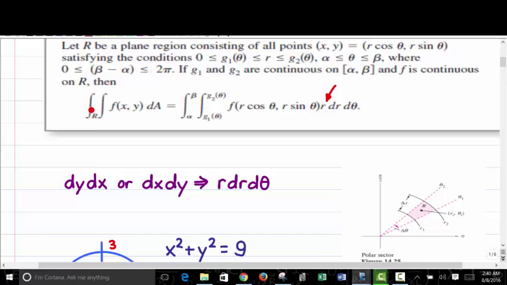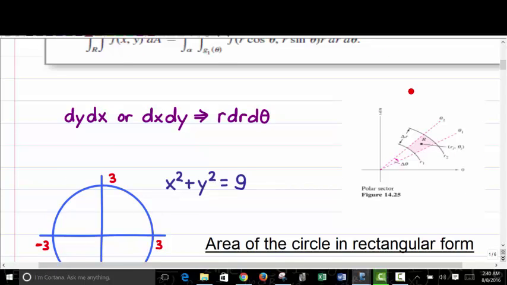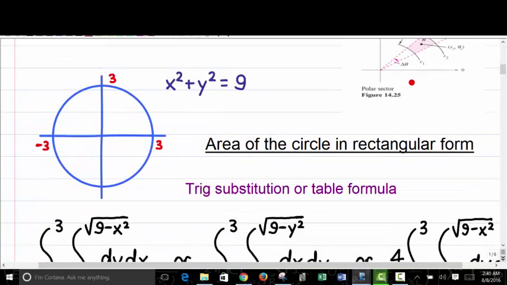The difference between these upper and lower limits has to be less than 2 pi and greater than or equal to 0. It can't be negative either.